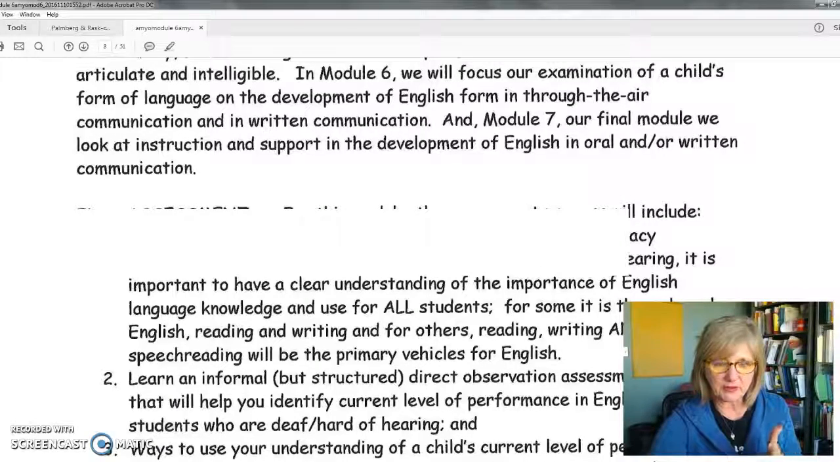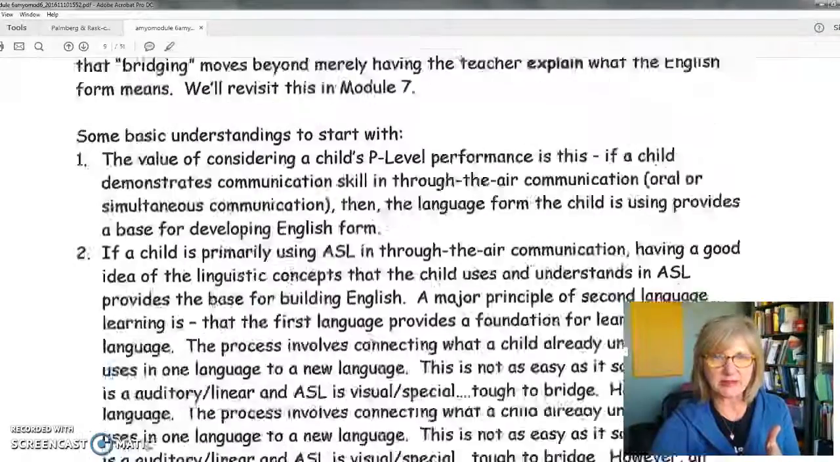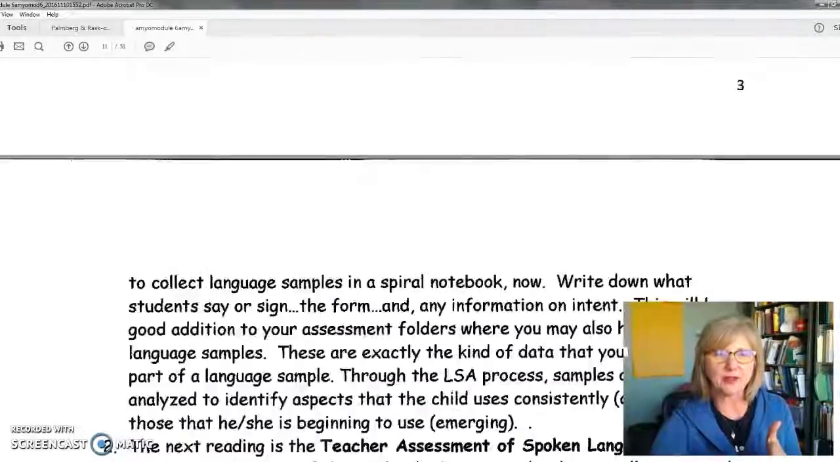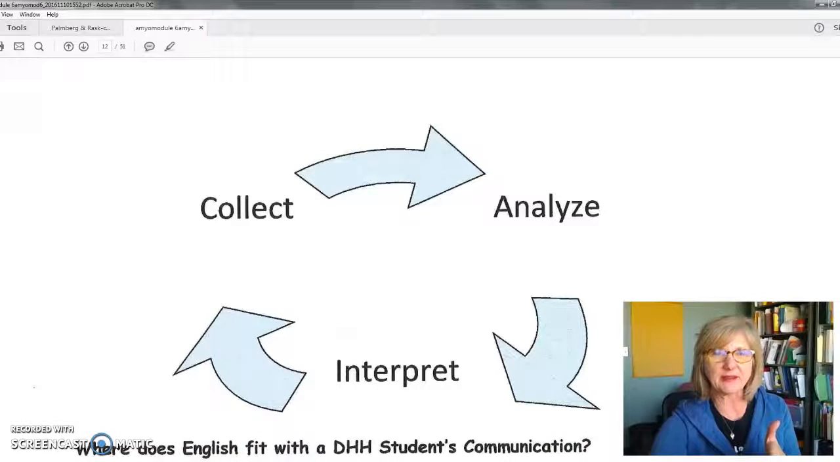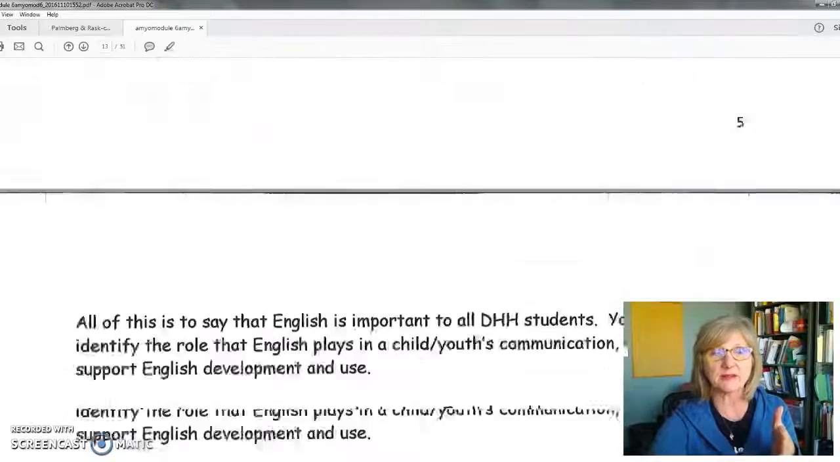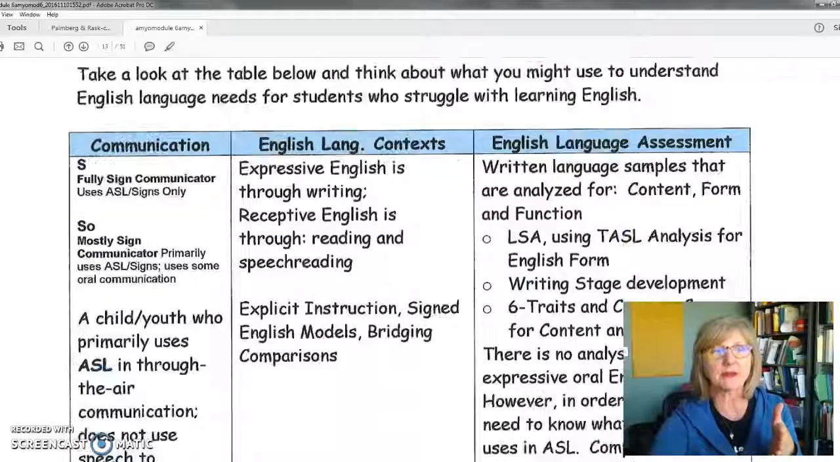And now we're focusing on syntax, English language syntax. And so you'll read through those. I'm trying to think if there's... this is sort of how we collect the sample, analyze it, and interpret it, and then identify goals and objectives, or goals and benchmarks.